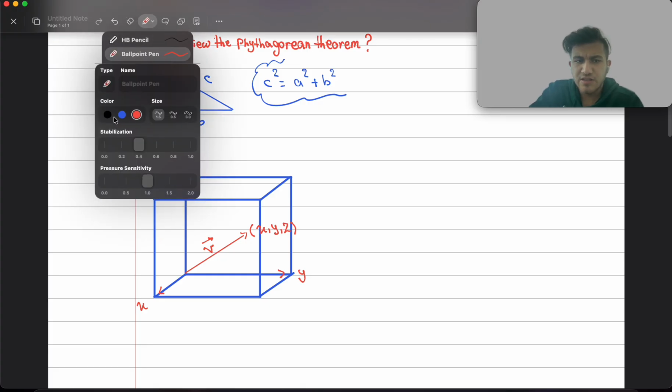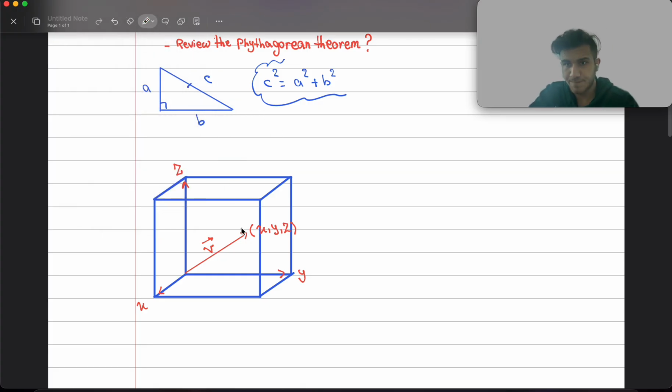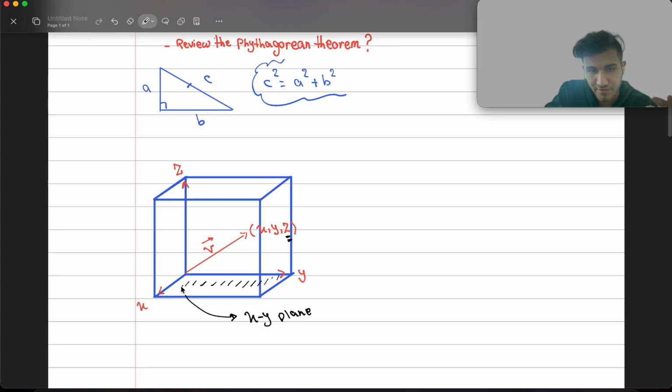Now how can we find the magnitude of this vector? Let's forget that this has height. We assume that this is just located on the xy plane, on a flat surface, so it does not have height. So we're going to project it onto the xy plane, which is this plane right here on the bottom.